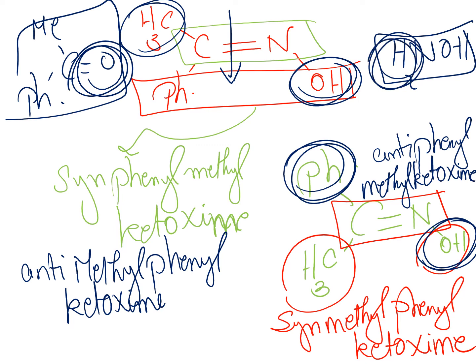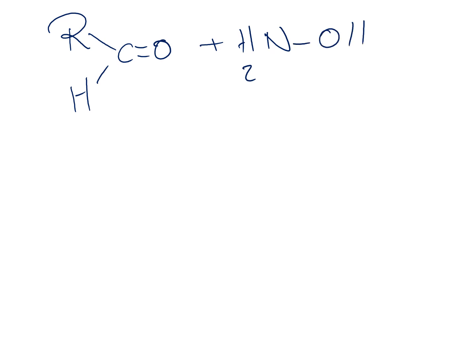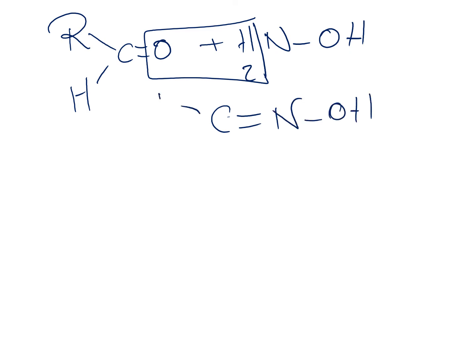How about if you started with an aldehydic compound? You will have an R and an H attached to your carbonyl, and then you reacted with your hydroxylamine. Again, you remove the molecule of water and you have the double bond between the nitrogen and the oxygen. Now all what you need to look for is the hydrogen. Where is the hydrogen relative to the hydroxyl group?